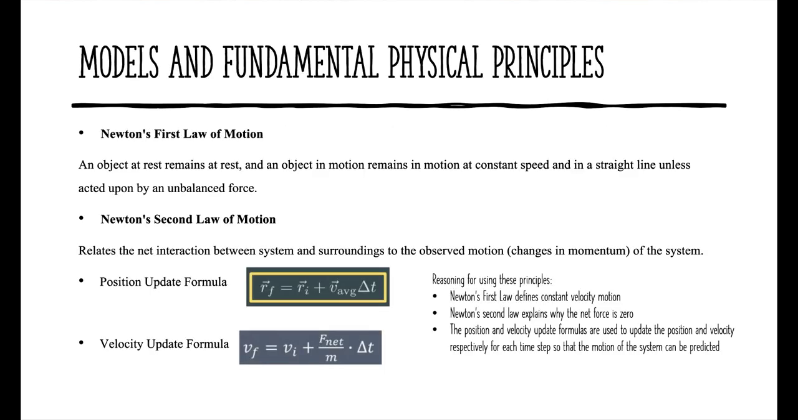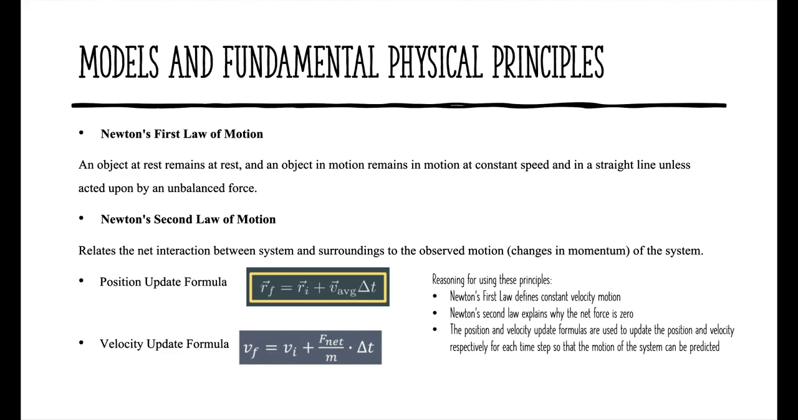The models and fundamental physical principles used in this lab are as follows. Newton's first law of motion states that an object at rest remains at rest and an object in motion remains in motion at constant speed and in a straight line unless acted upon by an unbalanced force. Newton's second law of motion relates the net interaction between system and surroundings to the observed motion of the system.